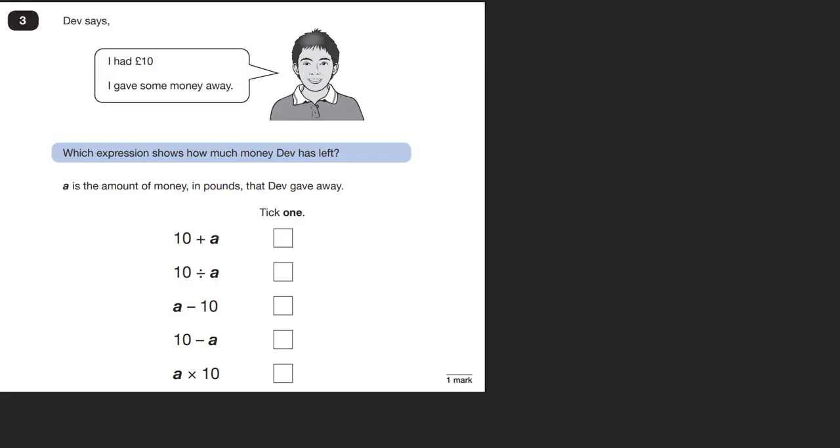Question number 3. Dave says, I had 10 pounds. I gave some money away. Which expression shows how much money Dave has left? A is the amount of money in pounds that Dave gave away. So 10 pounds is the money he had, and take away the pounds he gave. So be careful with the units, both are pounds. So the answer, I would say, is 10 minus A. I'm going to pick the fourth answer from the list.